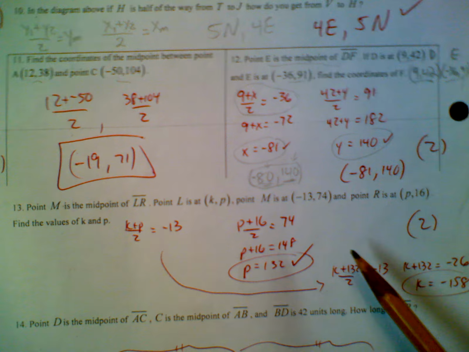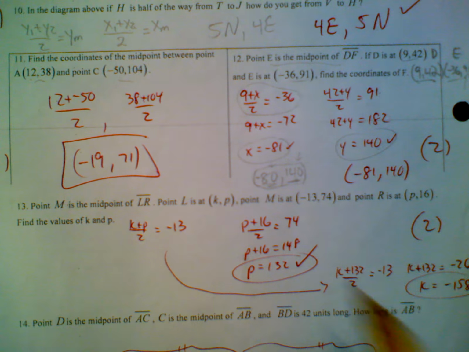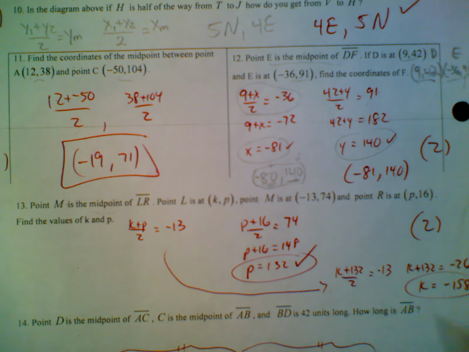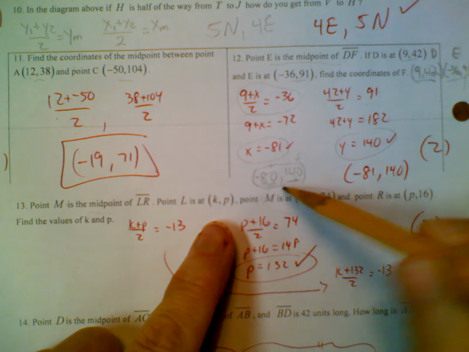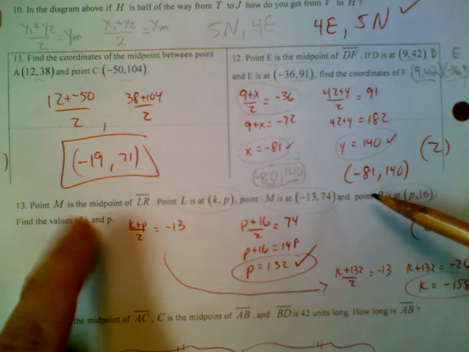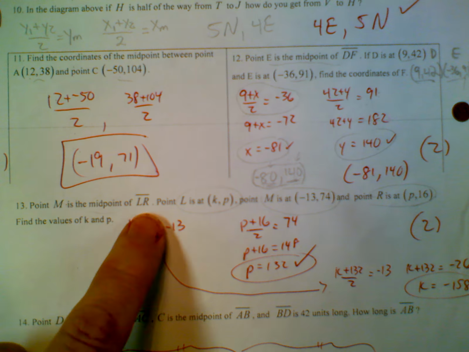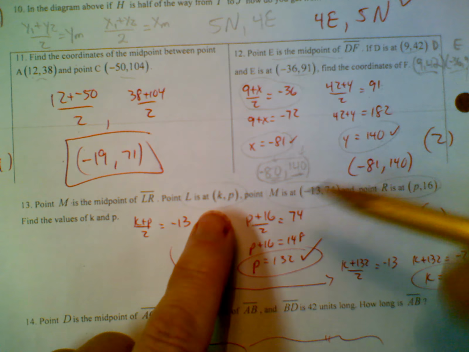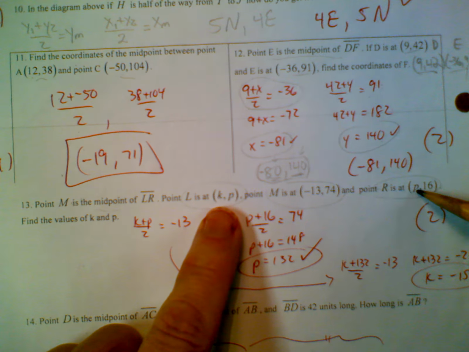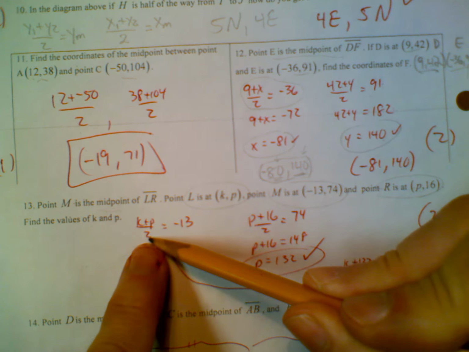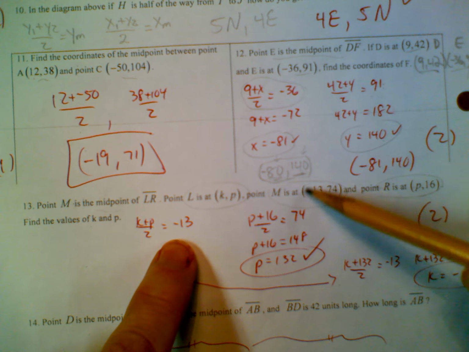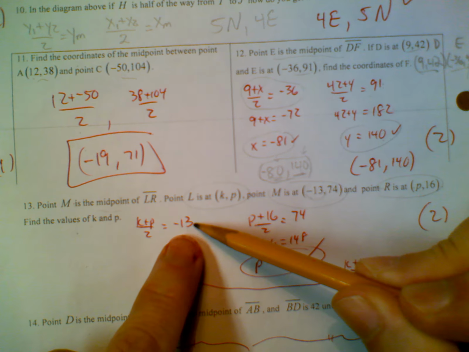Okay. Number 13. Another midpoint problem where, again, you can use the midpoint formula, okay? And in this particular problem, the way it's laid out, M is in the middle of L and R. That's what it says here. M is the midpoint of L and R, right? So take the endpoint X coordinates, the K and the P, and plug them into the formula where the endpoints go, which is here, K plus P divided by 2. Take the negative 13, which is the midpoint X, and plug it in that spot for the midpoint.